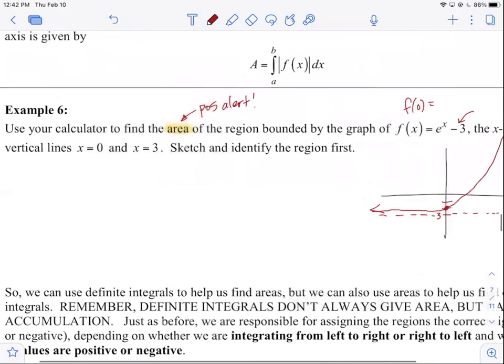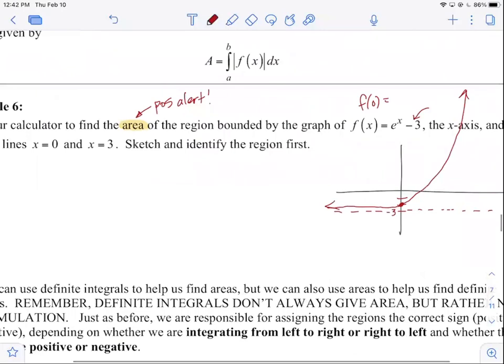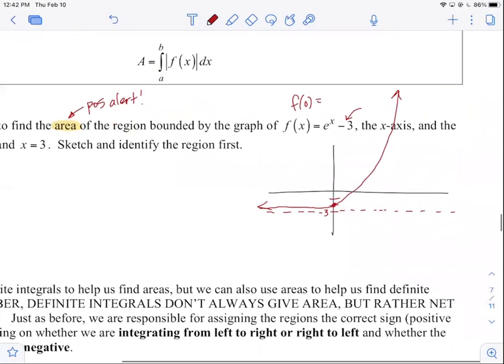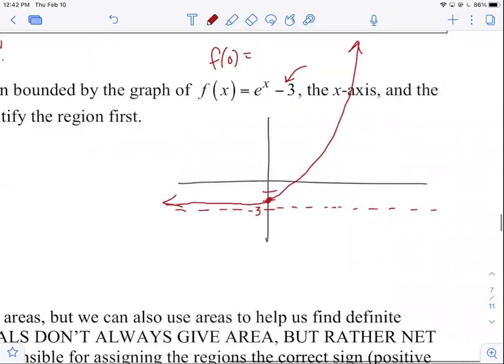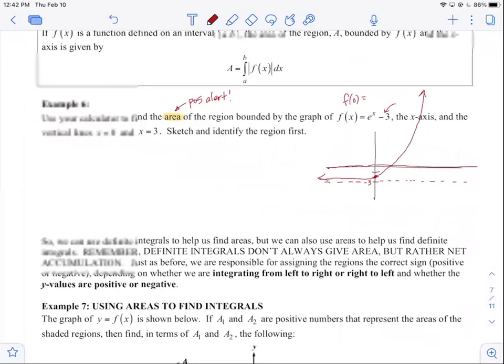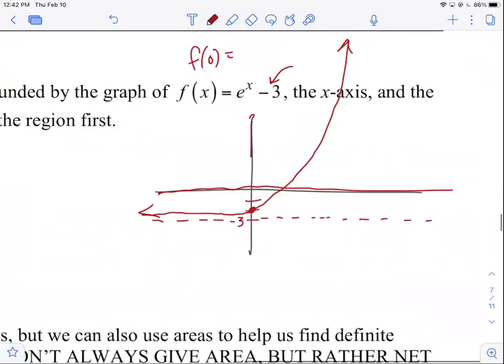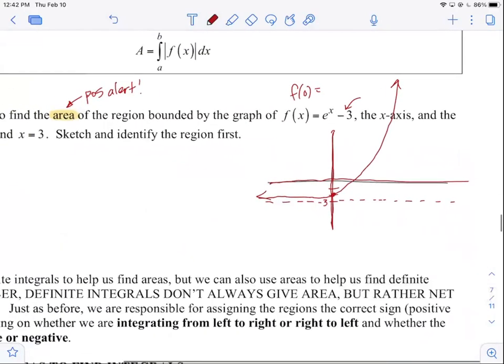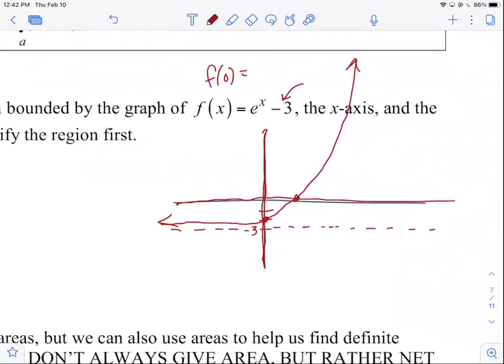I want to find the area of the region. Now, when it tells you to find area, it's going to give you the borders, because it has to be contained. So what does it say? It's bounded by the graph itself, the x-axis, so I'm going to draw that in red, and the vertical lines x equals 0, that's the y-axis, and x equals 3. Now, where's the vertical line x equals 3 in relation to the x-intercept? Is it to the left or to the right?